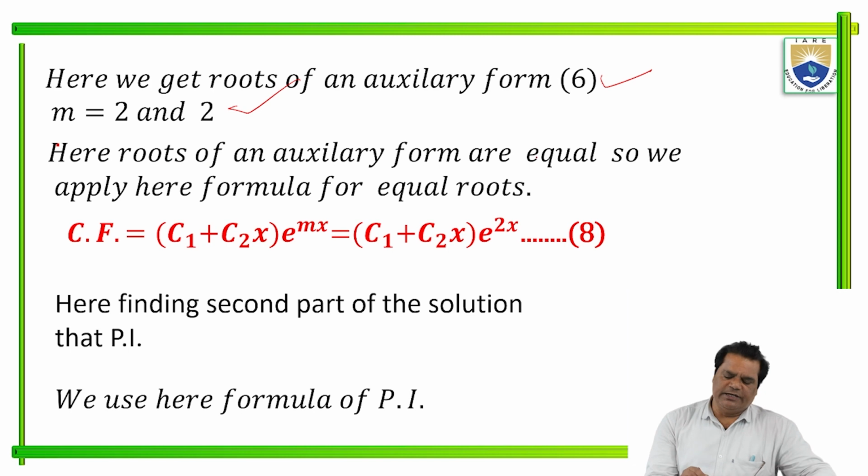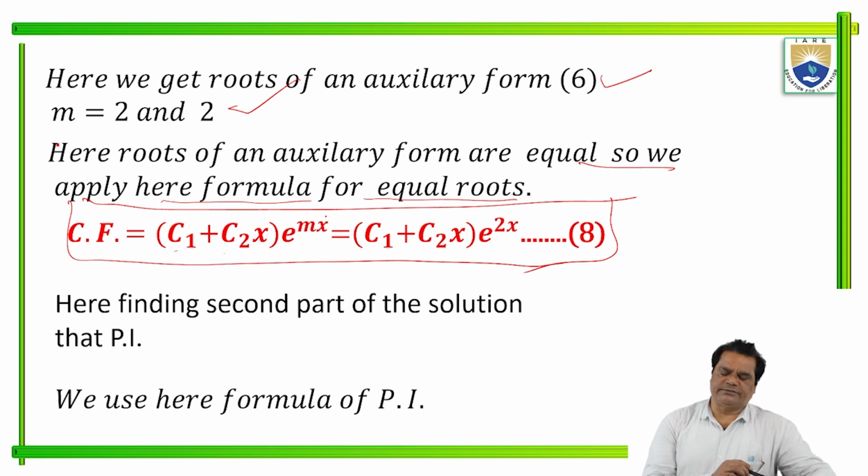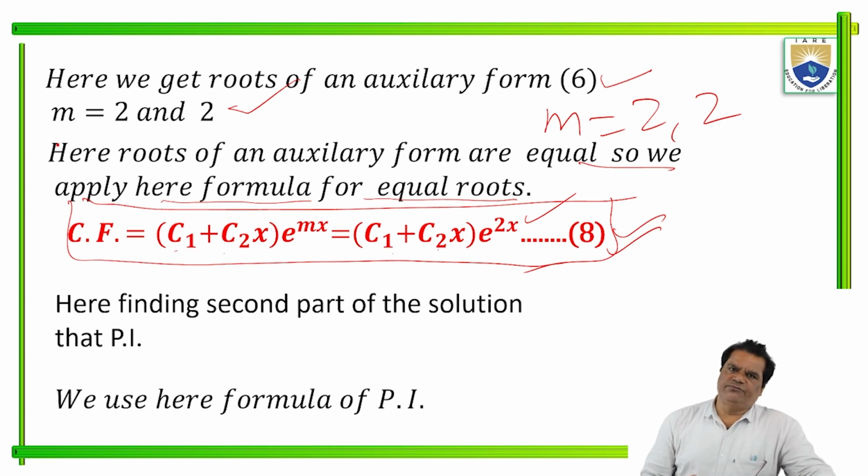Here the roots of the auxiliary form are equal. So we apply here the formula for equal roots. This is the given formula for equal roots, equation 8: (C1 plus C2x) e to the power mx. M is the root, the value of the auxiliary form, here 2, 2. So putting (C1 plus C2x) e to the power 2x. This is equation 8. This is the complete complementary function of the given differential equation 1.